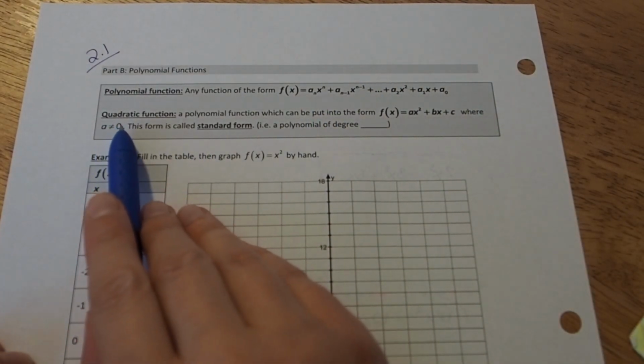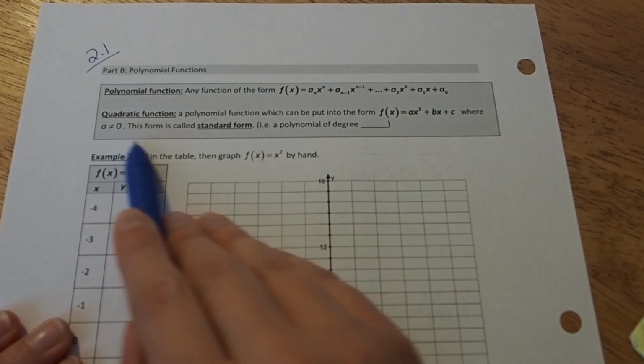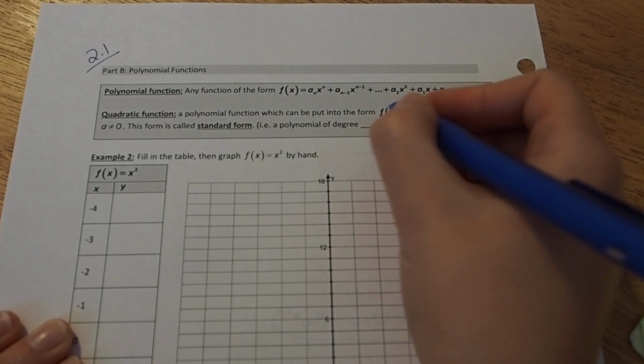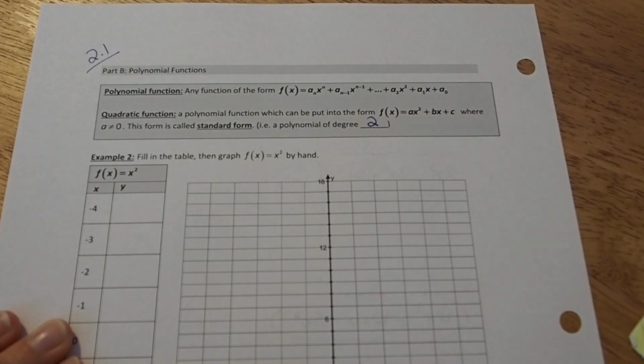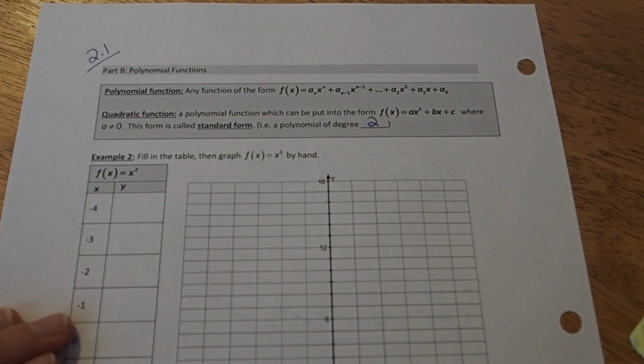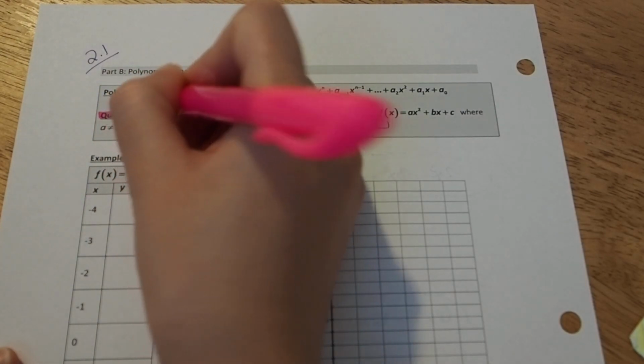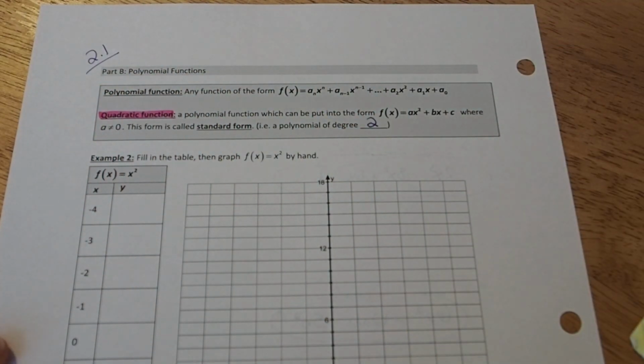We're specifically going to be looking at quadratic functions, which have the form ax squared plus bx plus c, where 2 is the highest power, so this is going to be a polynomial of degree 2. We will see some polynomial functions, but we are going to be emphasizing in this unit quadratic functions specifically.